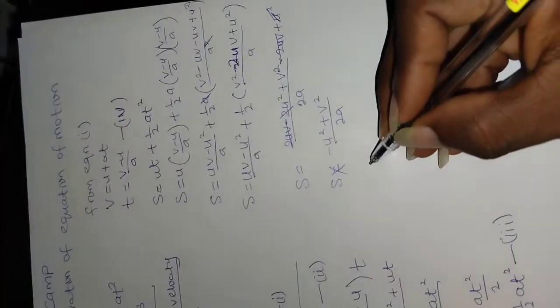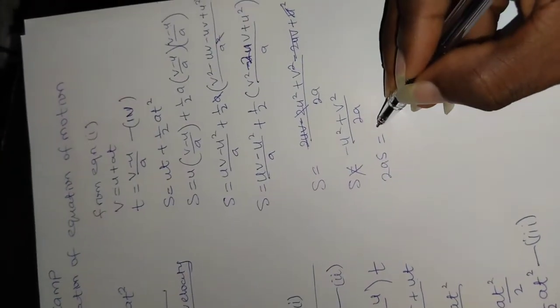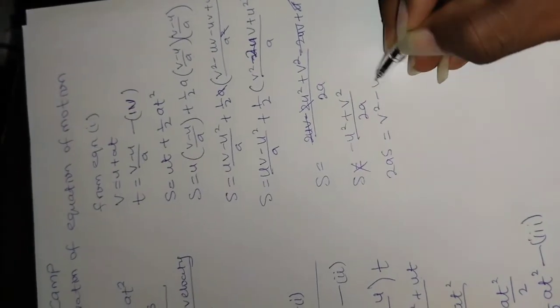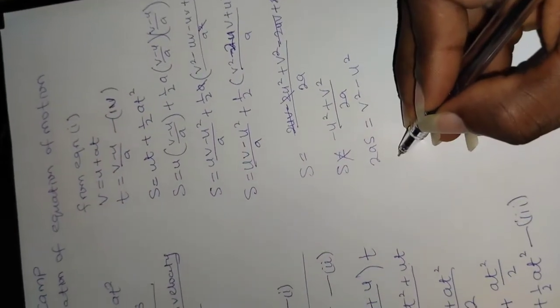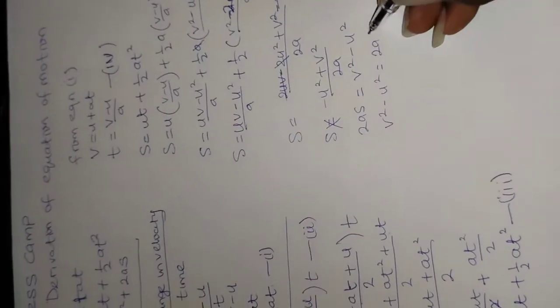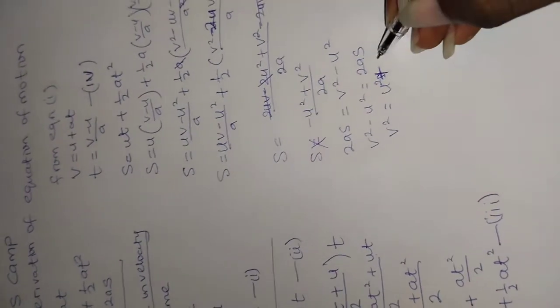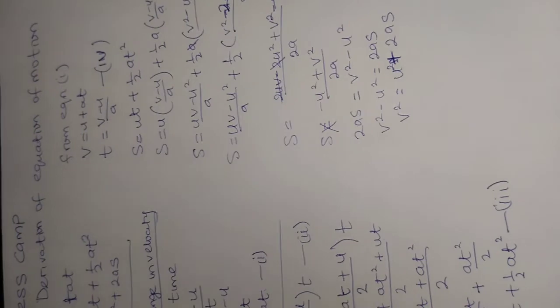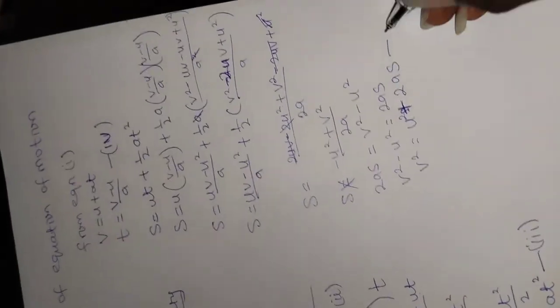You cross multiply, you have 2as equals v squared minus u squared. From here I can bring these ones here: v squared minus u squared equals 2as. So v squared equals u squared plus 2as, and that is how we got our third equation of motion, which we'll call equation 5.